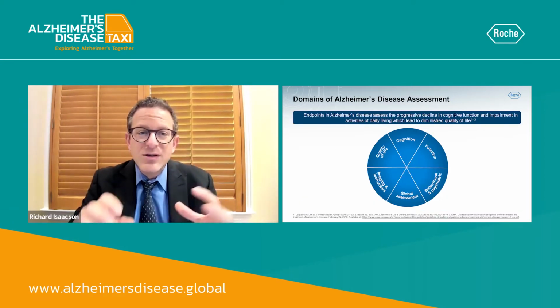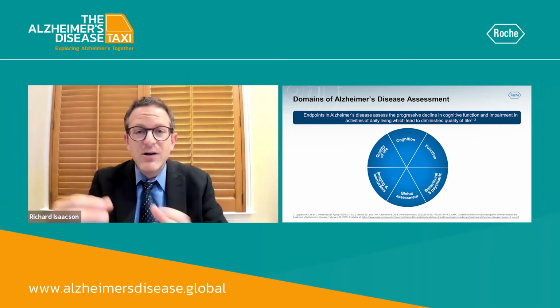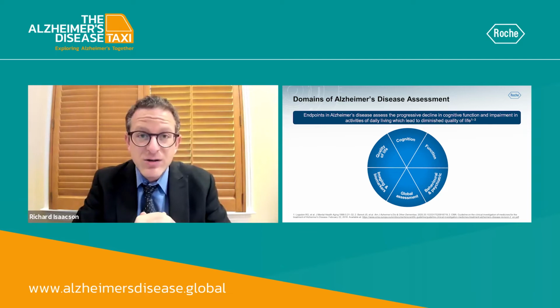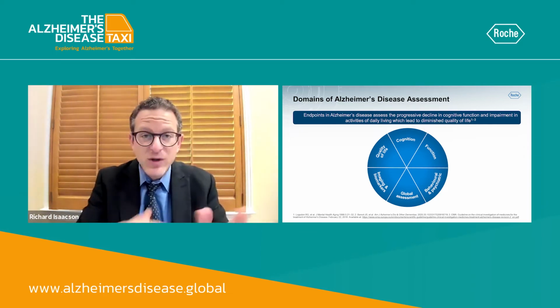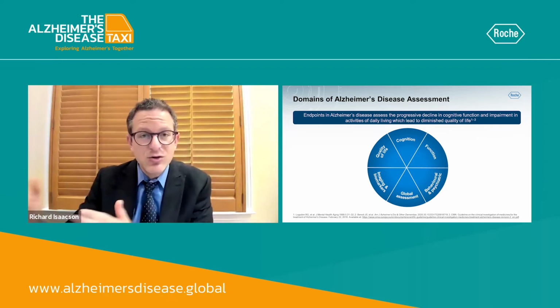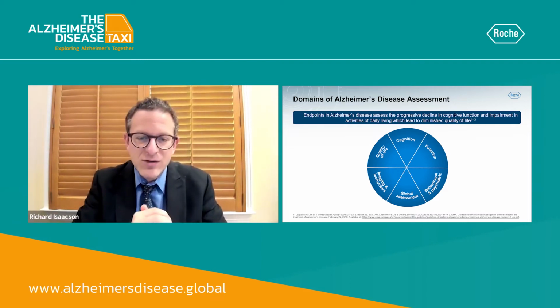Now, when it comes to the domains of Alzheimer's disease assessment, we try to choose endpoints that speak to the areas of progressive decline in brain function. So, for example, we can think about cognitive function as an endpoint that we like to track longitudinally over time to understand the trajectory and then understand the impact of a drug or treatment choice on that trajectory.